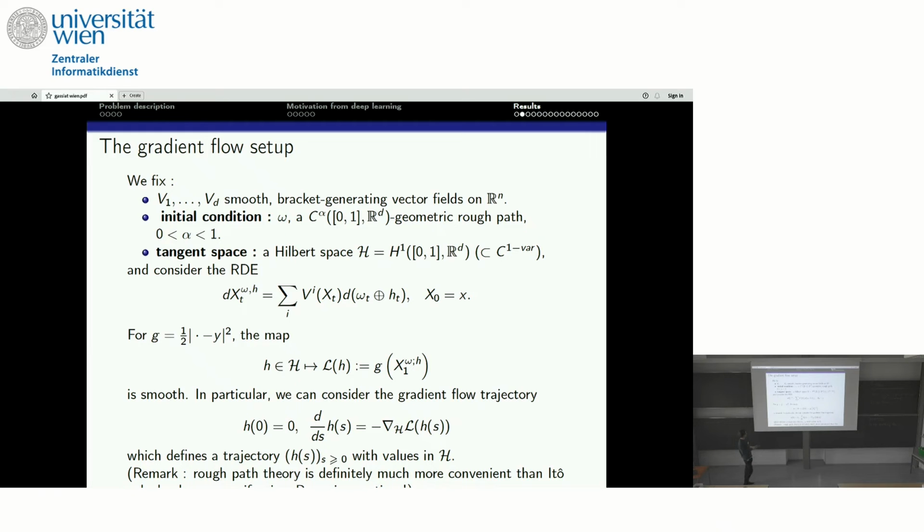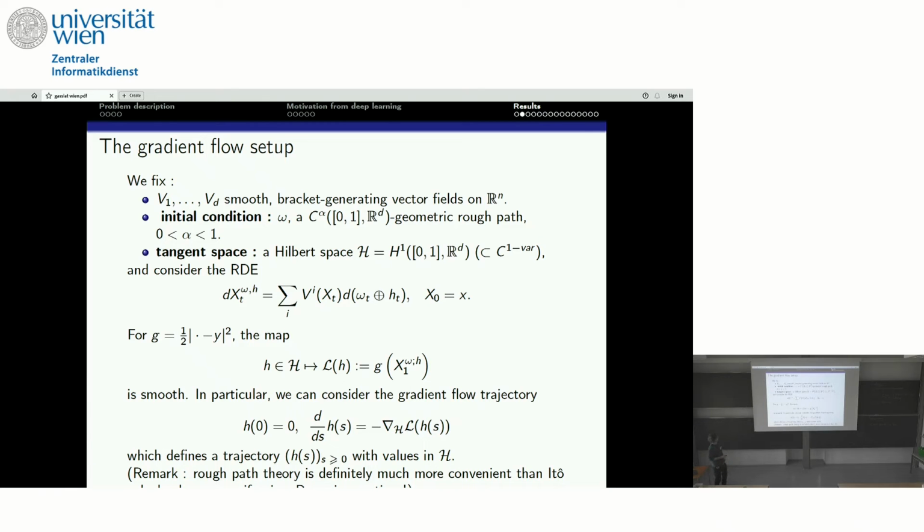And we have this trajectory, with values in H, which means that at each point it moves with H. It starts from 0 and then it moves.